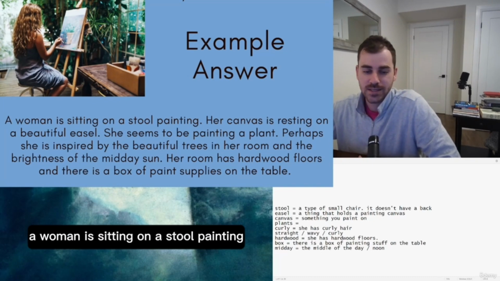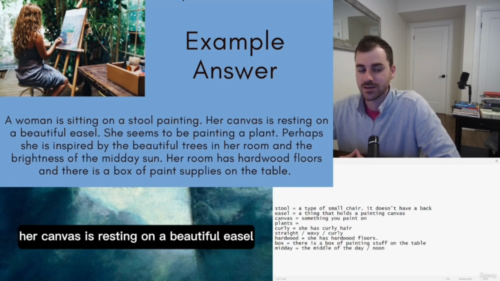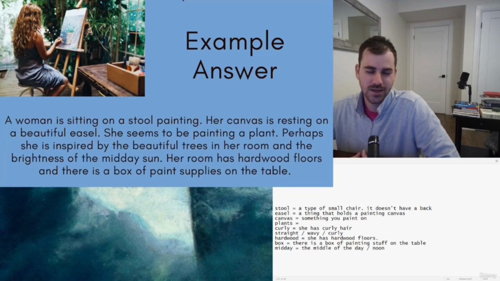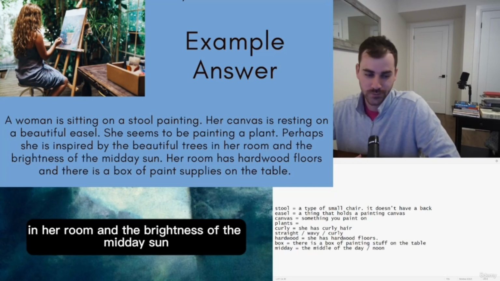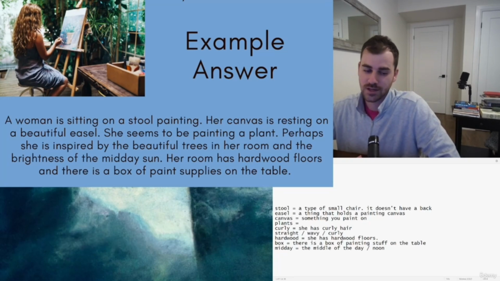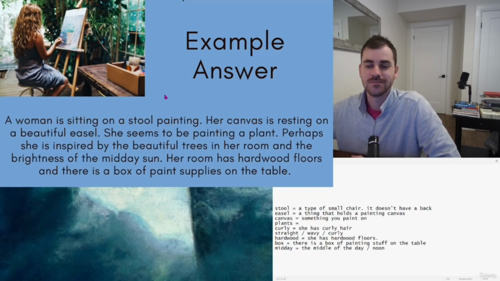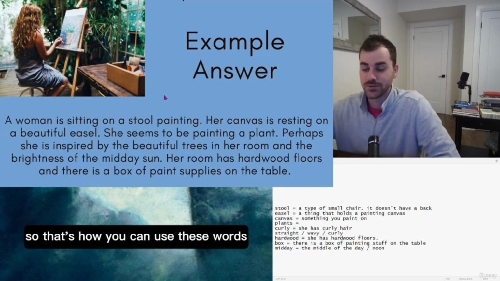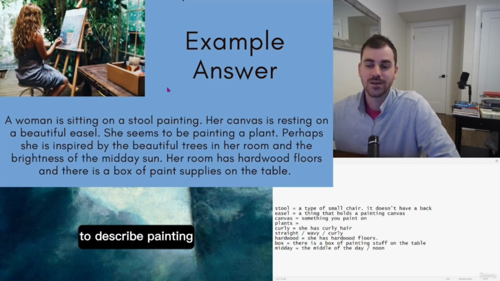A woman is sitting on a stool painting. Her canvas is resting on a beautiful easel. She seems to be painting a plant. Perhaps she is inspired by the beautiful trees in her room and the brightness of the midday sun. Her room has hardwood floors, and there is a box of paint supplies on the table. So that's how you can use these words to describe painting.